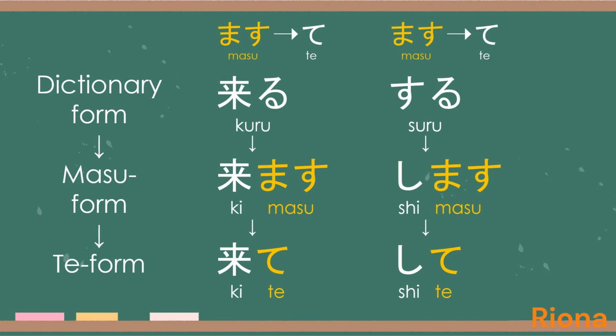And in the case of します, which is the mas form of do, する, it is a Group 3 verb, so by changing this mas to て, we can make it て form.